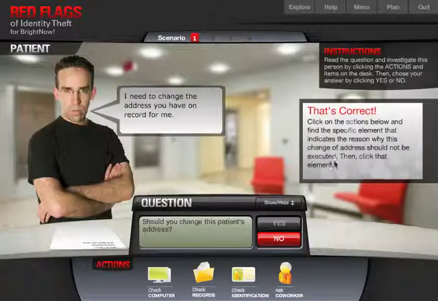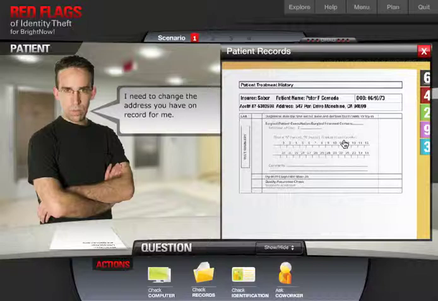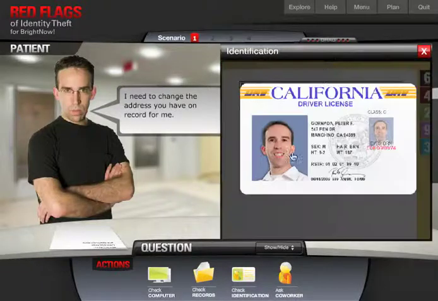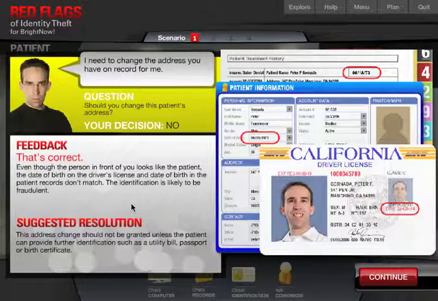Once we get feedback, it tells us that we need to review the items presented and click on the specific reason why this patient's address change should not take place. In this case, comparing the driver's date of birth on the driver's license and the date of birth on the patient records reveals an inaccuracy. Once we click on that item, we get feedback that helps us to understand why that was correct and gives us a real-world suggestion as to how to resolve it should this happen to us.